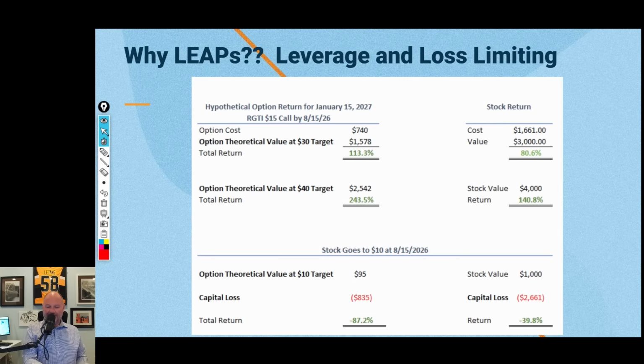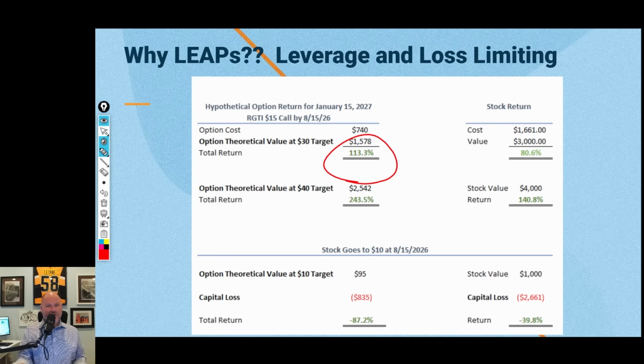So when we look at this, here's your hypothetical returns. That option today costs $740. I just checked the price before. So option theoretical value at $30, and this would be on August 15th, a year from today. I use that to calculate the values with my Black-Scholes calculator for all of you that'll ask. It's going to be worth $1,500 if the stock is trading at $30 on August 15th. If it happens sooner than that, the option's going to be worth more because it will have more time premium in it. So I've made 113% on that LEAP.